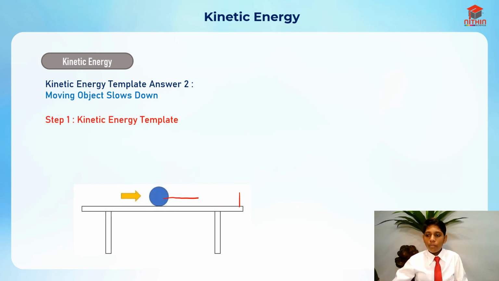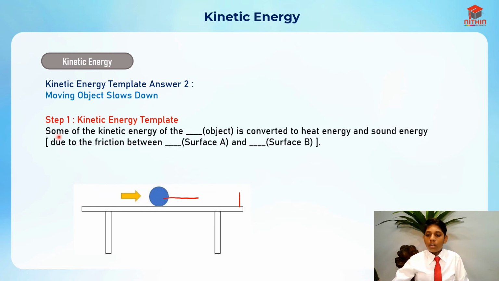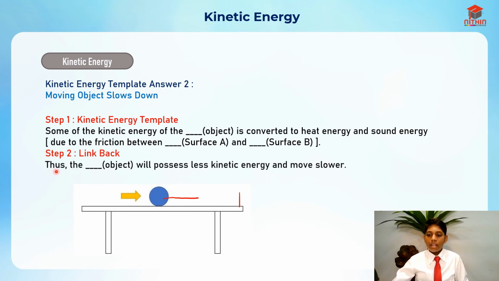So for step 1, what we need to know is basically the kinetic energy template answer again. It's the same template answer. Some of the kinetic energy of the object is converted to heat and sound energy due to the friction between surface A and surface B. And then step 2, we link back to why the object slows down. Thus, the object will possess less kinetic energy and move slower. There's no energy conversion here, because the object is moving, it's still kinetic energy. Now let's move on to the next template answer.